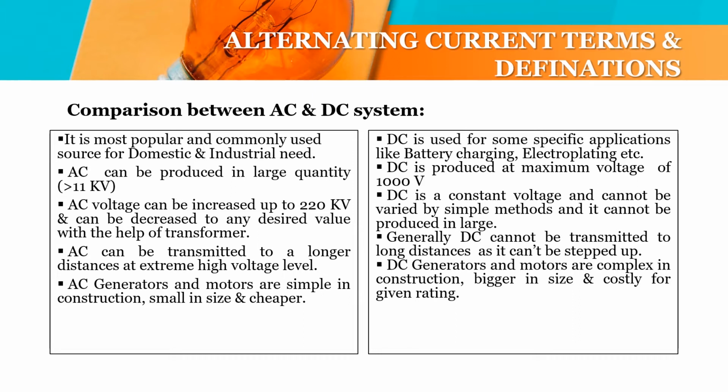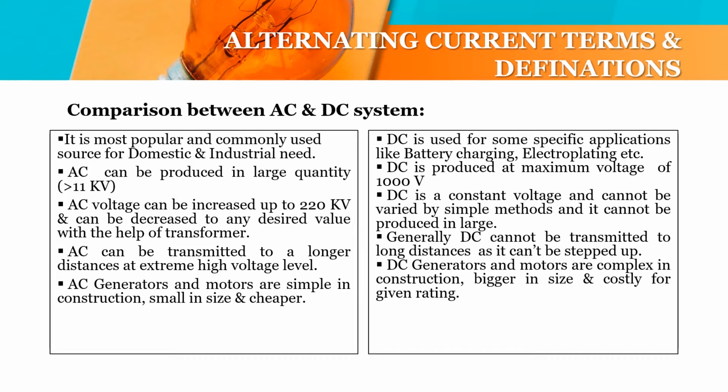AC voltage can be increased up to 220 kV and can be decreased to any desired value with the help of transformer. AC can be transmitted to longer distances at extremely high voltage level. AC generators and motors are simple in construction, small in size, and cheaper. DC is used for some specific applications like battery charging, electroplating, etc.